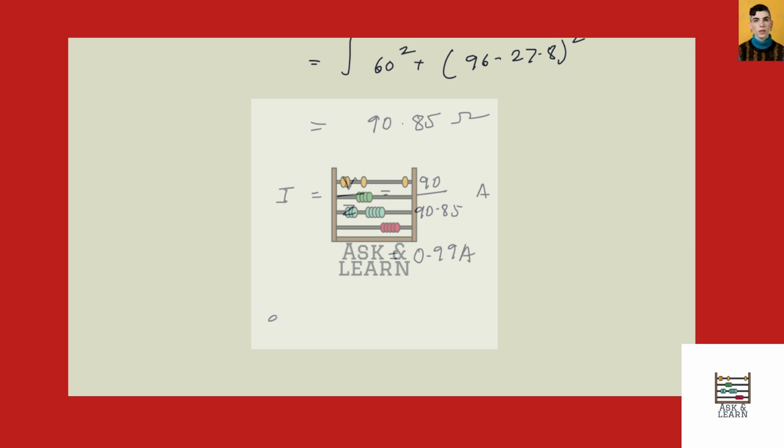Now the question is the energy stored in the inductor, which I'm writing as EL, which is half L I squared. So it's half times the inductor value, 0.8, times 0.99 squared. This is equal to 0.393 joules.